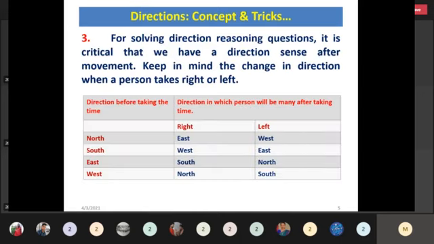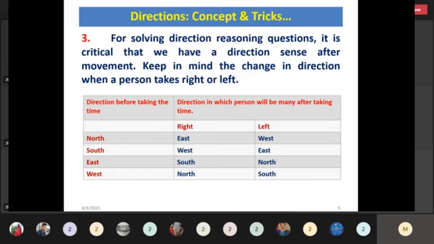Point number 3 under the concept and tricks. For solving direction reasoning questions, it is critical that we have a sense of direction after movement. Keep in mind the change in direction when a person takes a right or left turn. This is a very important point. So for example, there is a direction before taking the turn. If the person is facing north, then if he moves right it means east, and if he moves left it means west.